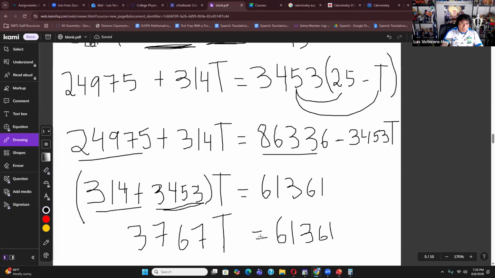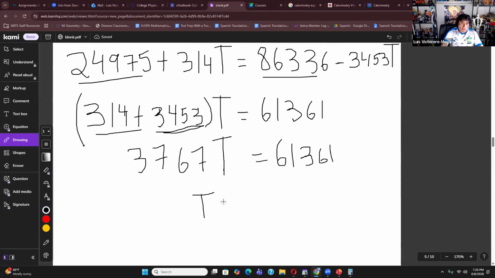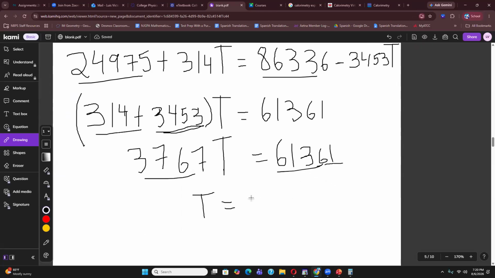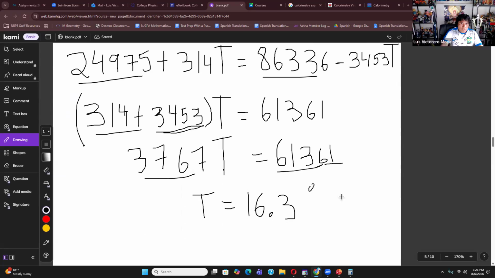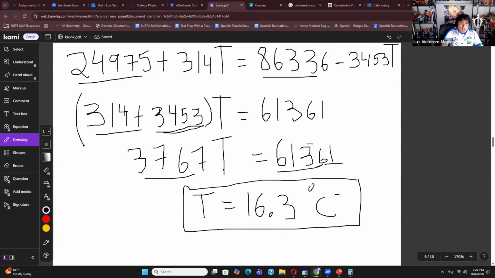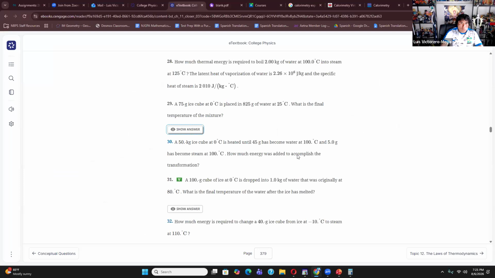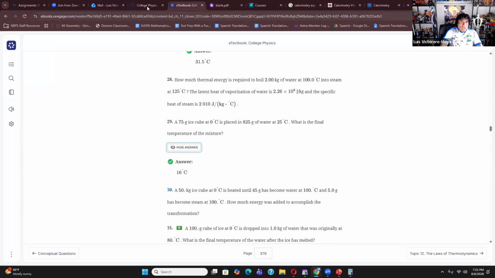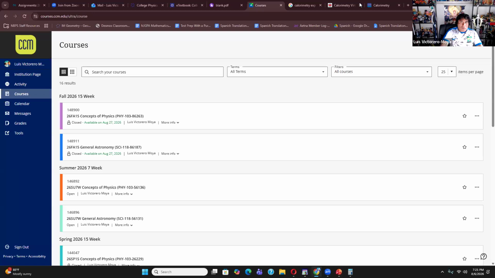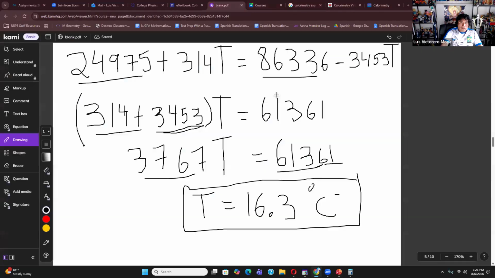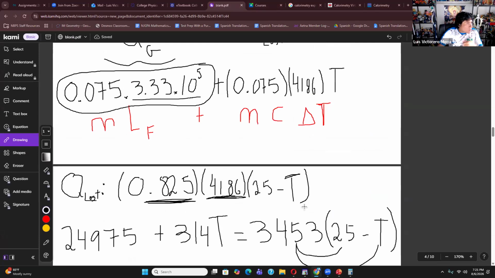That's 61,361. And then we divide. What do you get for T? Does it make sense? What's this divided by this? It's like around 20 degrees? Less, maybe? 16.3 degrees Celsius. Let's double check. Well, 16 degrees. This is a good question, guys, huh? Half of the question is physics, the other half is math.